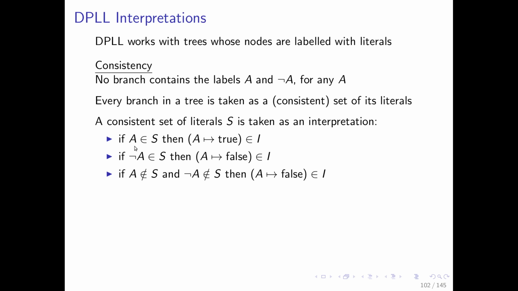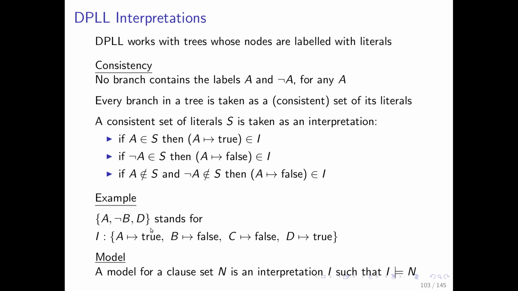So what we're going to do is we're going to say if the literal A is in S, then the interpretation maps A to true. If not A is in S, then the interpretation maps A to false. And if A is not in S, and not A is not in S, in other words, S doesn't mention A in either of its forms, then the interpretation is going to map A to false. Right? So the things that are not mentioned are implicitly going to be false. That'll become important later on.